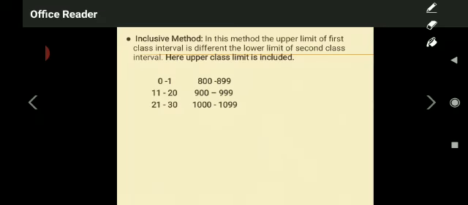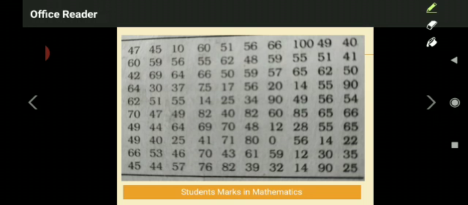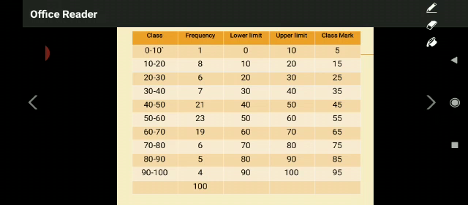In this, between 0 to 10, only one student has got 0 marks. Only one student has got 0 marks. 10 is there, but 10 does not appear in the first class limit because it is the exclusive method. Okay. I hope you are getting my point. So between the 0 to 10 class limit, only one student has got 0 marks, for example. So that comes in the calculation: between 0 to 10, only one student is there. Frequency is 1.